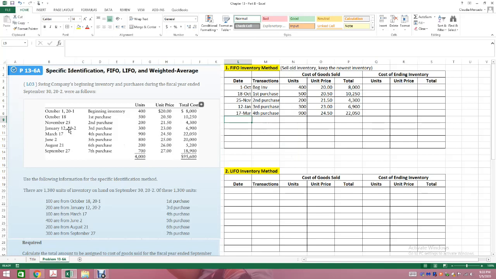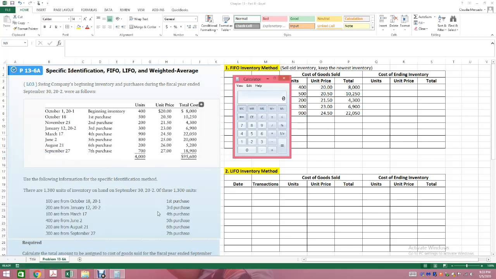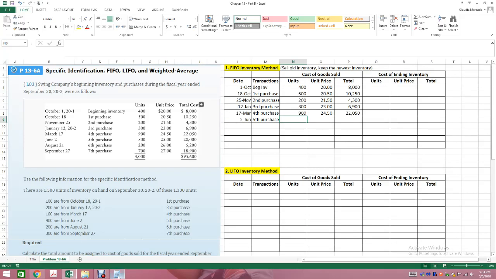Now, if you look at your transaction for June the 2nd, I have the fifth purchase, and I have 800 units. Do I need 800 units? No. I only need, how many units did we say we needed? Let's do the math again. So my starting point is 2,700 units. These are the units that I sold. That is the amount that I'm calculating right now.